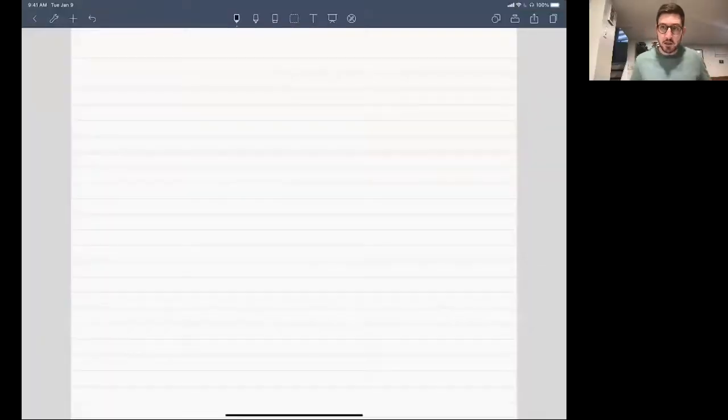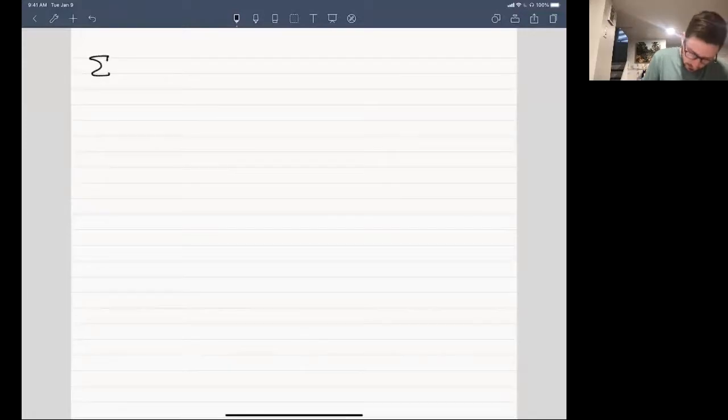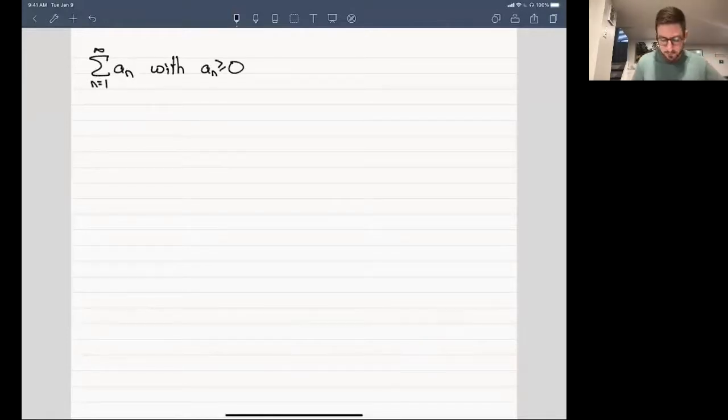Now, where I'd like to begin is not directly jumping into the integral test, but first talking about non-decreasing partial sums. So let's imagine that we are given a summation or a series of infinitely many terms. And let's suppose that we have all positive entries here, or at least non-negative, for all n.